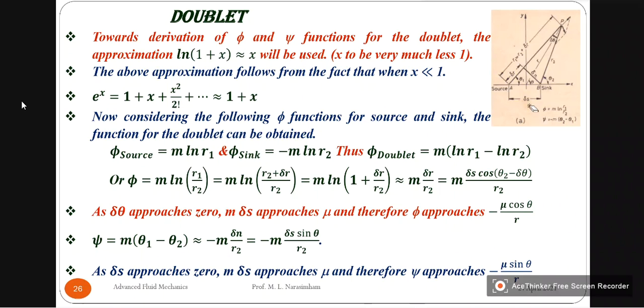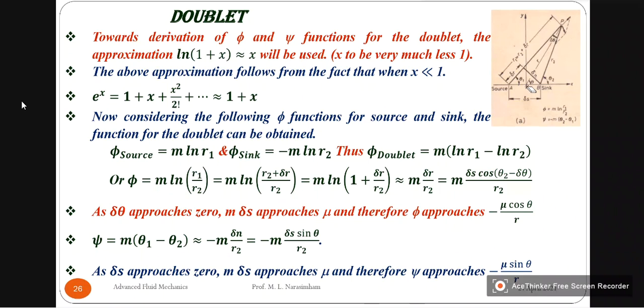So the flow now is a combination of these two. Therefore, the phi of doublet can be written as the phi of source plus phi of sink, which will now become m, which is common, log R1 minus log R2. So what is log R1 minus log R2? It is nothing but log R1 by R2. So phi is equal to m log R1 by R2. Now you look at this figure. This is R1 and this is R2.